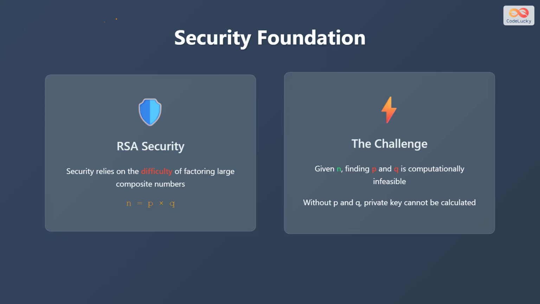Let's explore the security foundation of RSA. RSA security relies on the difficulty of factoring large composite numbers. Specifically, n equals p times q, where n is the composite number and p and q are large prime numbers. The challenge is that, given n, finding p and q is computationally infeasible. Without p and q, the private key d cannot be calculated, ensuring the security of the encrypted data.